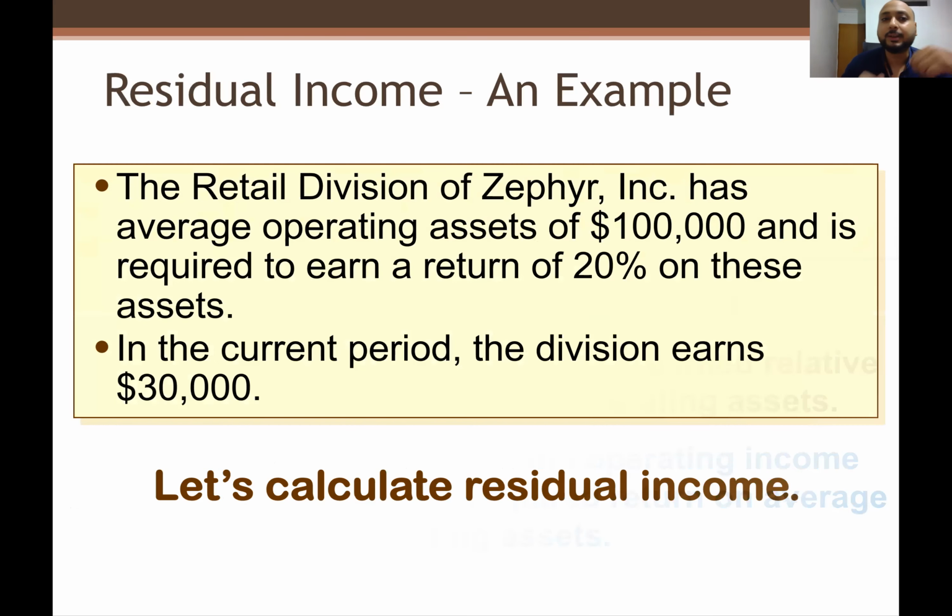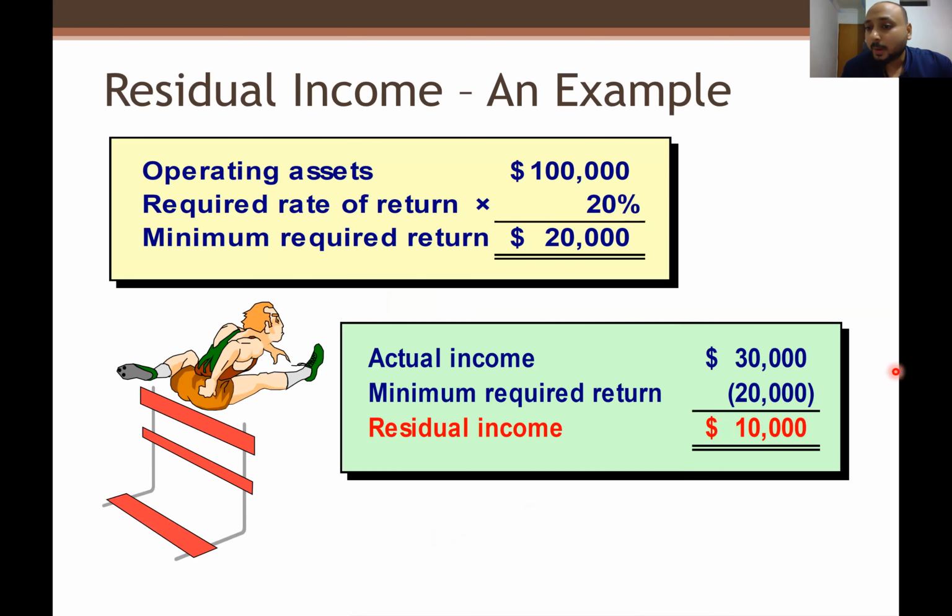Let's do some examples here. So we have a retail division of Zephyr Incorporation, which has average operating assets of 100,000 and is required to earn 20% on these assets. In the current period, the division earned 30,000. So what is the residual income? It is current income minus the minimum required rate of return on assets.